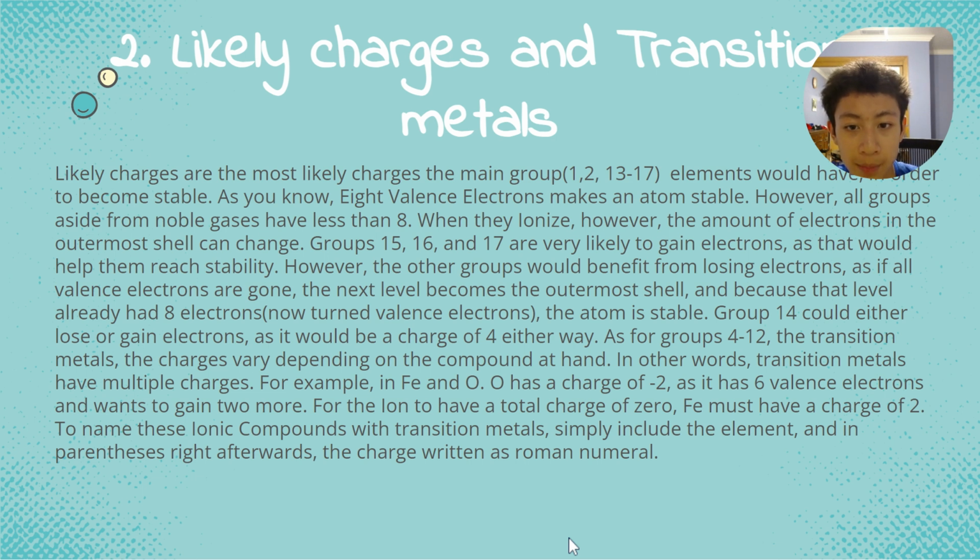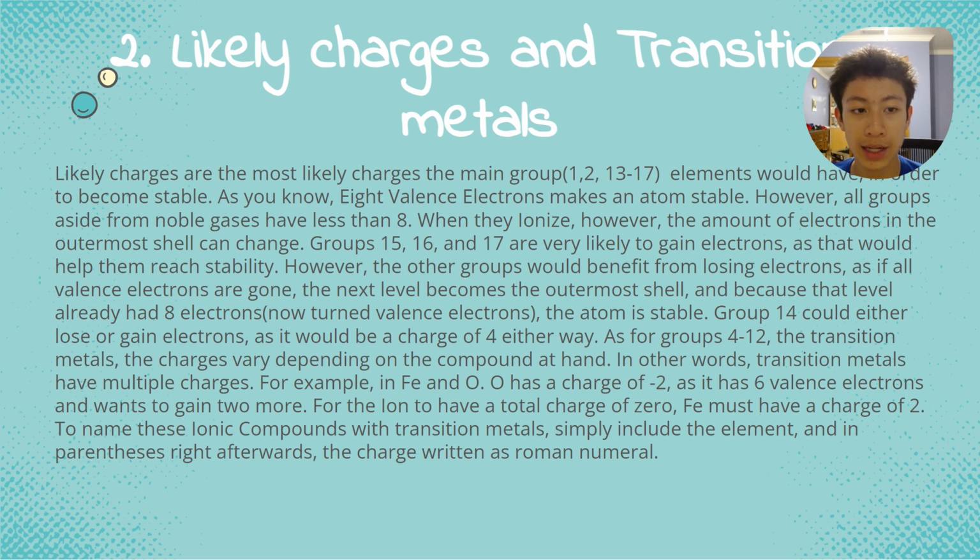Likely charges are the most likely charges the main groups 1, 2, 13 through 17 elements would have to become to be stable. As you know, 8 valence electrons make an atom stable. However, all groups aside from noble gases have less than 8. When they ionize, however, the amount of electrons in the outermost shell can change.